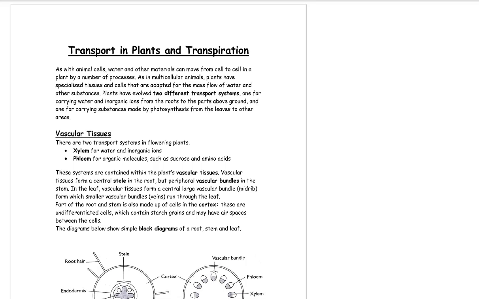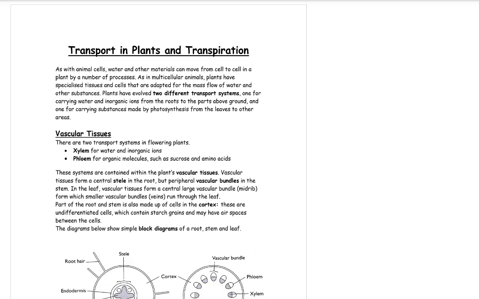Hello there. So in this video we're going to have a look at Unit 2, Transport in Plants and Transpiration. So let's get cracking. So as with animal cells, water and other materials can move from cell to cell in a plant by a number of processes.